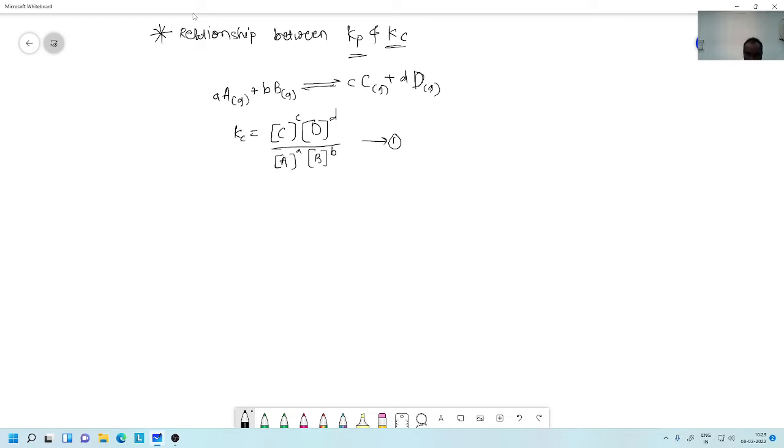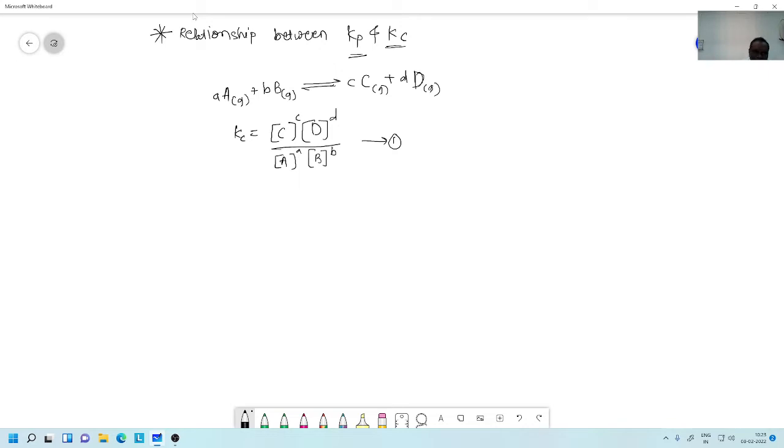The concentrations of the species are taken dimensionless by dividing the respective concentration in moles per liter by 1 mole per liter, which is defined as the standard state. I'll repeat. The concentrations of these species are taken dimensionless by dividing the respective concentration expressed in moles per liter by 1 mole per liter, which is the standard state.